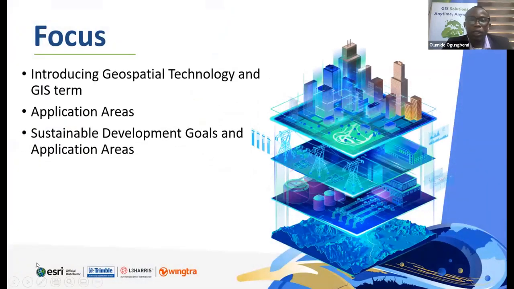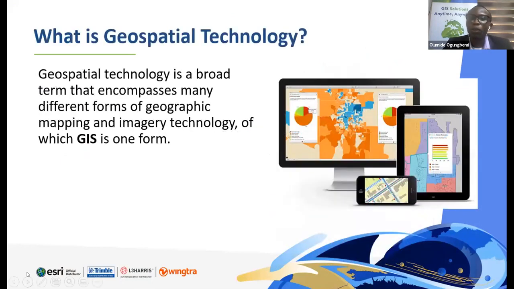First of all, I would like to talk about the focus for today, which is on geospatial technology and GIS, also application areas, and also looking at the SDGs and relating them to the application areas. Now, there have been a lot of questions about what is geospatial technology and what is GIS. So I'll be differentiating them today. What is geospatial technology? It's a technology that encompasses many different forms of mapping, that is, geographic mapping. So GIS is actually a form of geospatial technology.